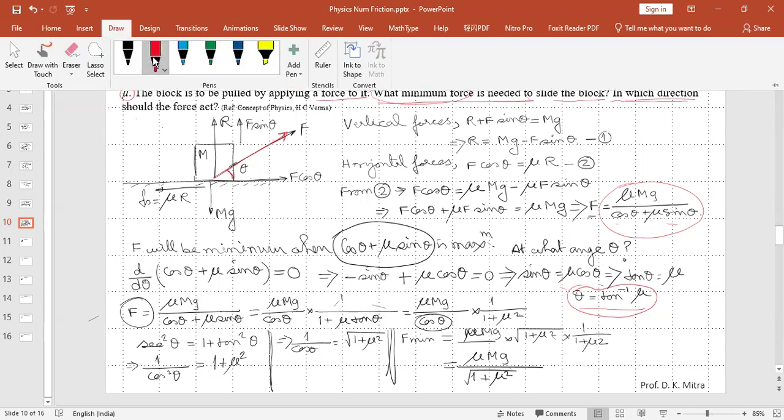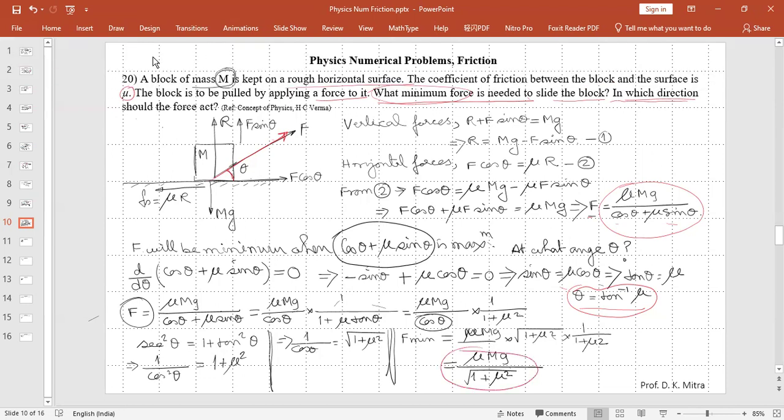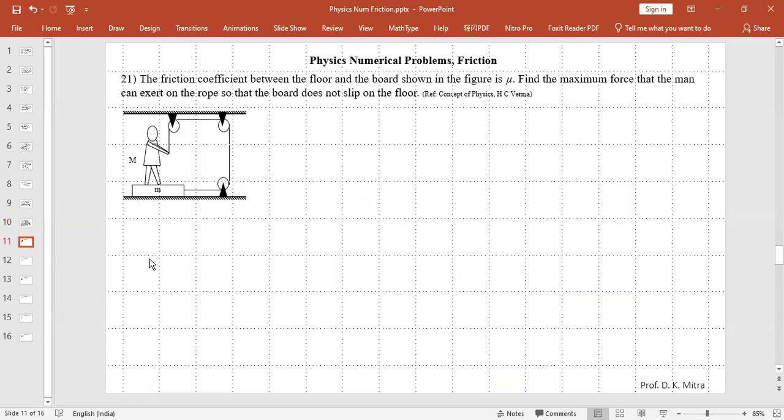So this is the value of F min, and this is the angle at which you have to apply the force so that the body starts moving. We go to the next question.